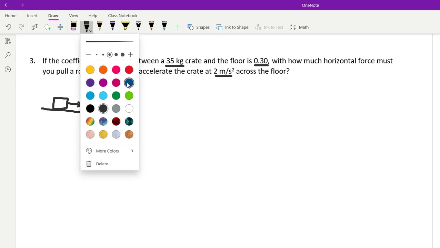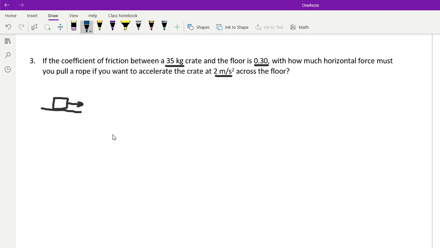So if I'm just going to try and do a free body diagram here, then, sorry, my dog, she's excited about something.